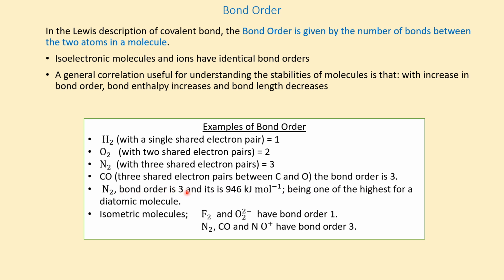N2 bond order is 3 and its bond enthalpy is 946 kilojoules per mole. It is one of the highest for the diatomic molecule. For isoelectronic molecules like F2 and O2 2-, the bond orders are 1. For N2, CO and NO+, the bond order is 3.